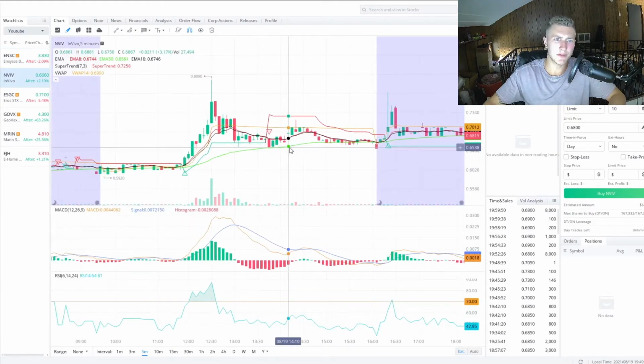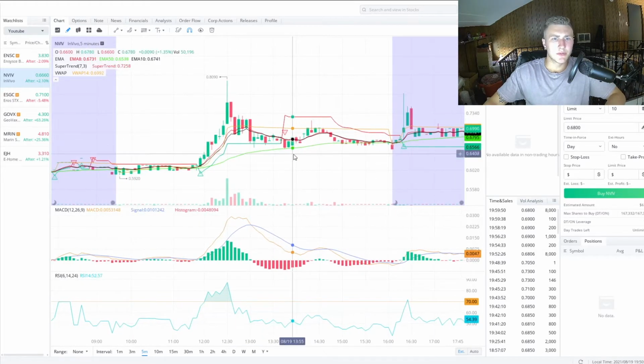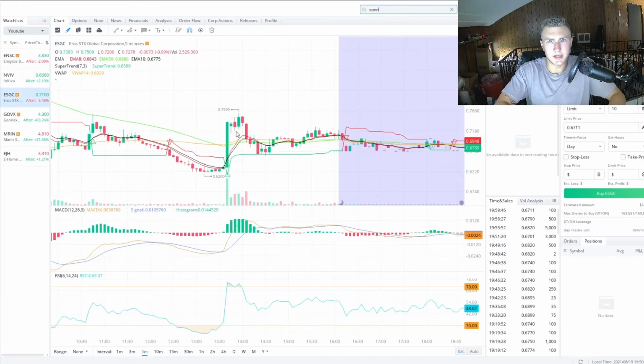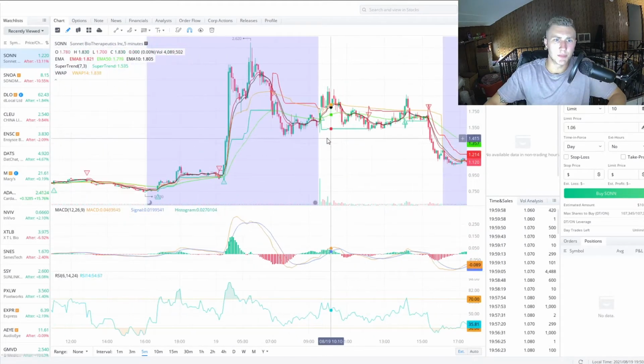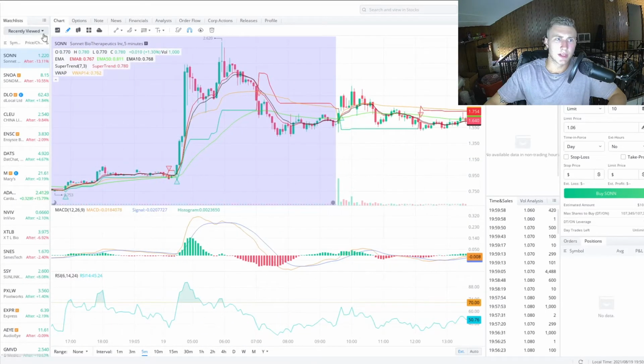Next up, we have NVIV. This one is just a classic example of something randomly moving throughout the day. This one we had to be a little careful with because we did see ESGC, and we did see SONN, which just pumped on no news up here. So obviously we wanted to be careful in case that one did pop.